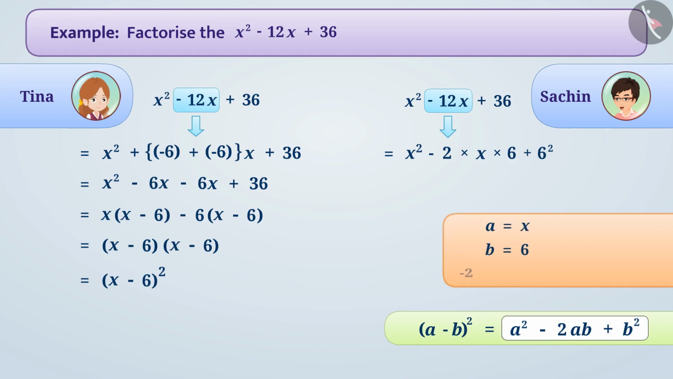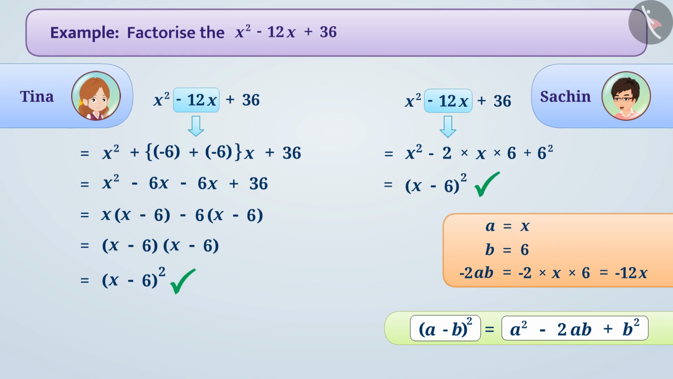equal to 6 and minus 2ab is equal to minus 2 multiplied by x multiplied by 6, that is minus 12x. Therefore, we can write the factorization of this expression as x minus 6 bracket square similar to the left side of the identity. Thus, both have obtained correct answer.